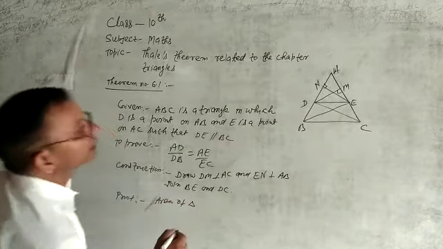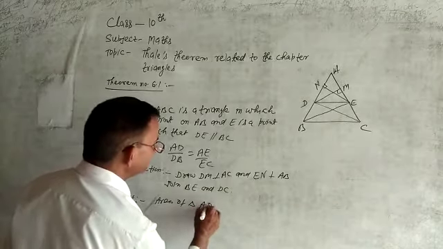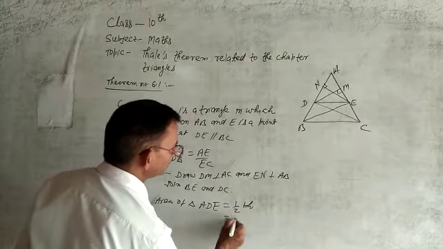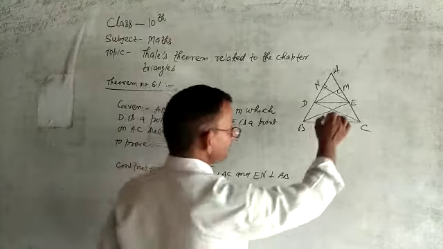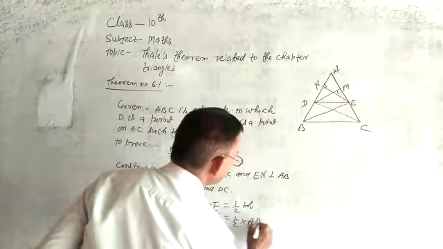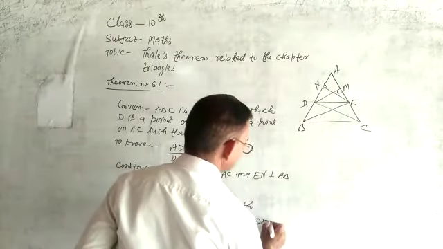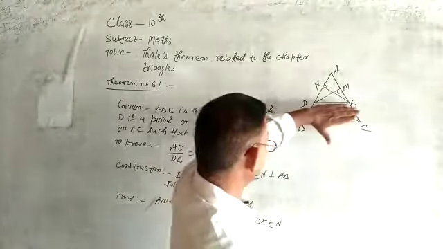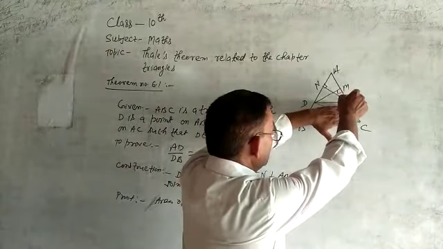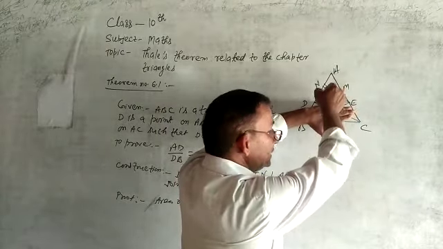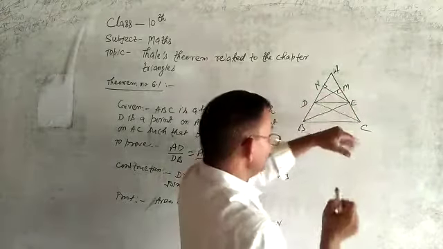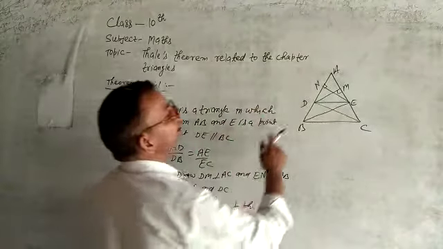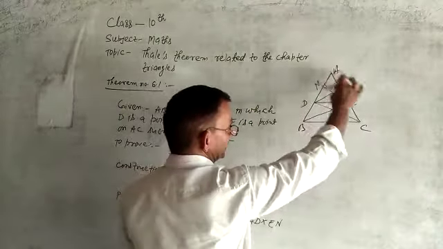Area of triangle ADE is 1 by 2 base into height. When EN is perpendicular, AD is the base and EN is the height. So area of triangle ADE is equal to 1 by 2 AD into EN.